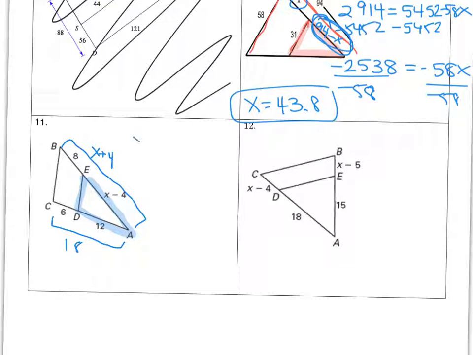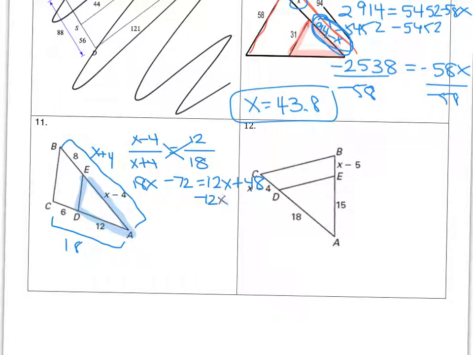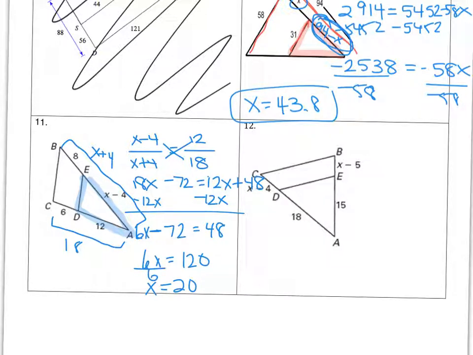So now if I set up a proportion, little over big equals other little over big. Cross multiply. 18 times x is 18x. 18 times 4 is 72. And then I have 12x plus 48. So now I want to subtract 12x on both sides. So I have 6x minus 72 equals 48. So now I have 6x equals 48 plus 72 is 120. So x equals 20 because I divided by 6.